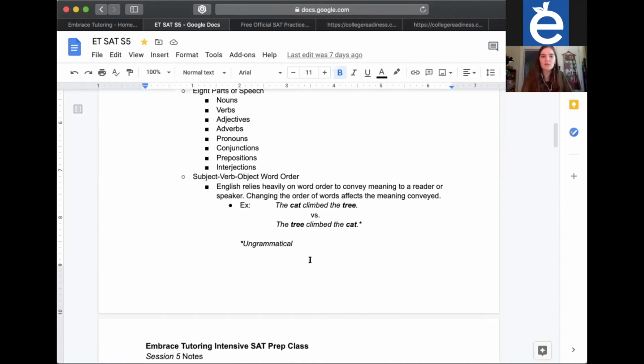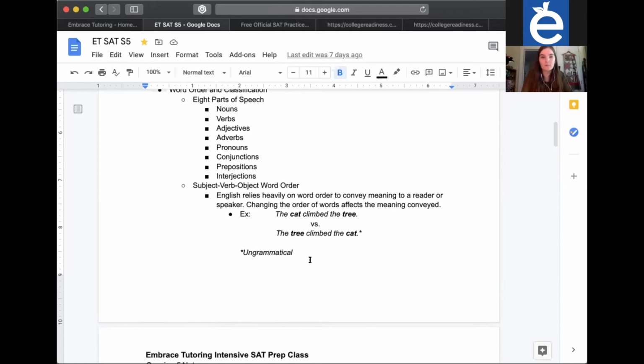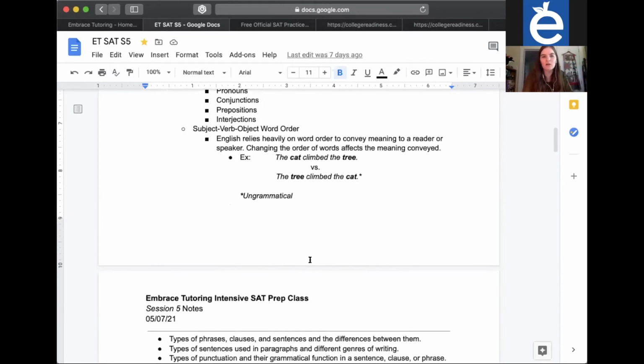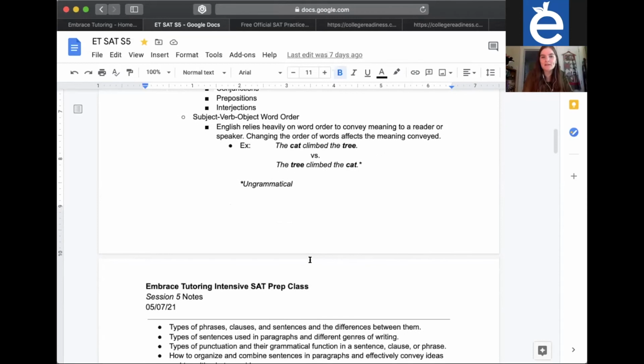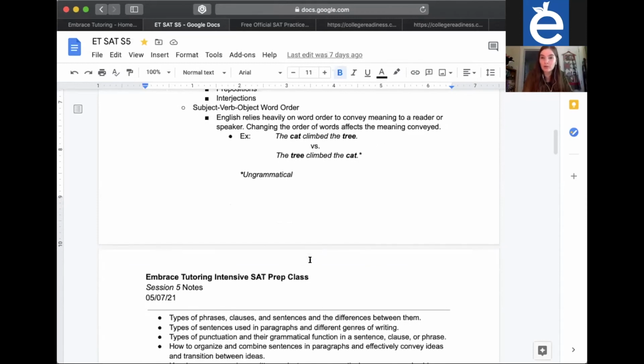So you need to know things like nouns, verbs, adjectives, adverbs, pronouns, conjunctions, prepositions, interjections, which we should have discussed last week, I believe. You also need to understand things like subject, verb, object, word order. Word order in English is critical to our understanding of meaning. So if you change the order of words in a sentence, it's going to change the meaning.